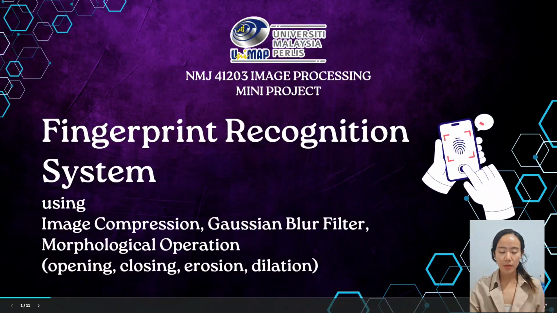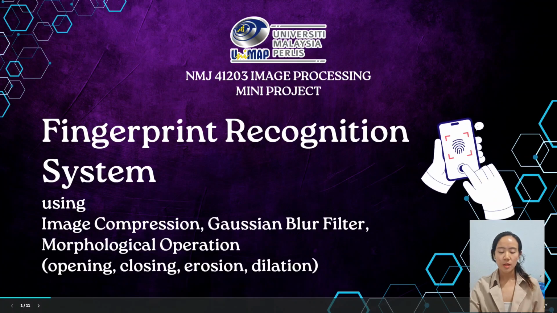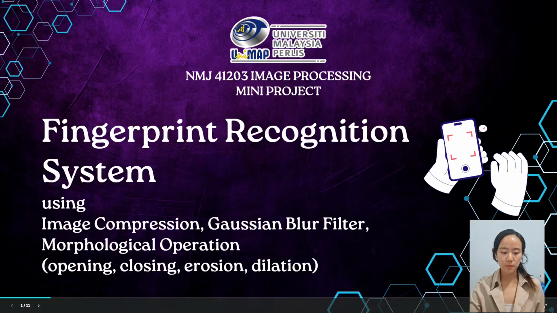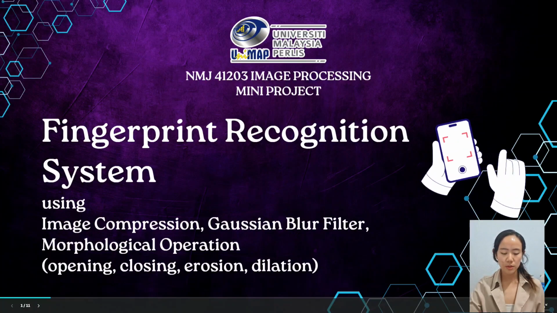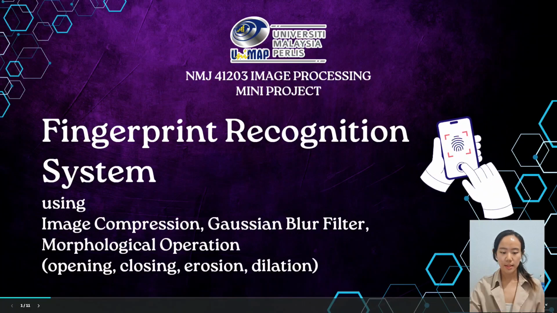Everyone, today I will present our mini project for NMJ41203 image processing. Our title is Fingerprint Recognition System using image compression, Gaussian blur filter and morphological operation which include opening, closing, erosion and dilation.